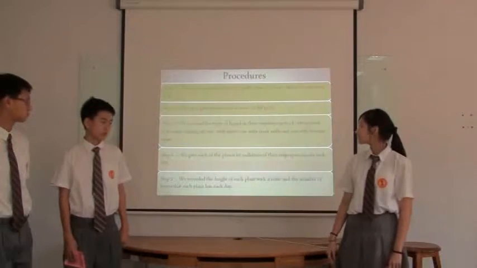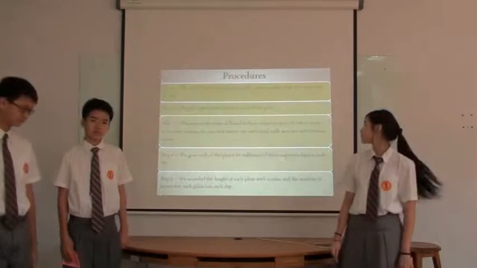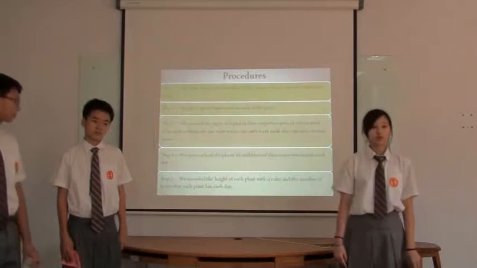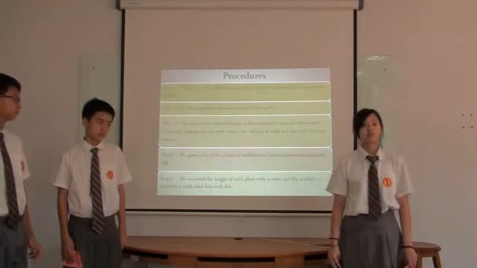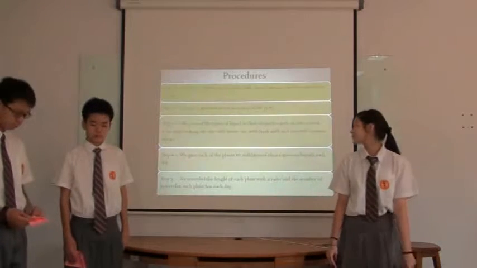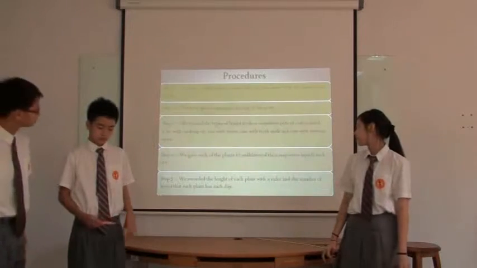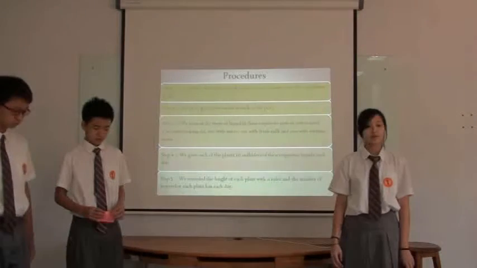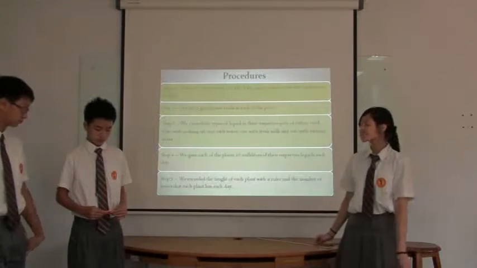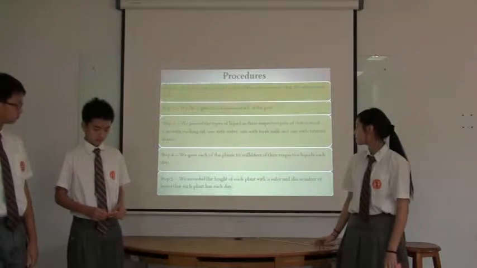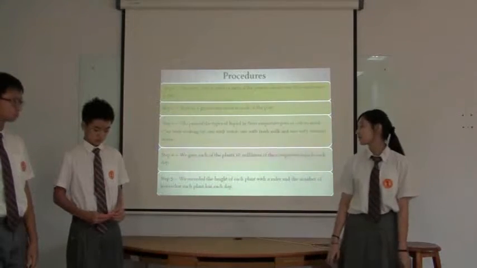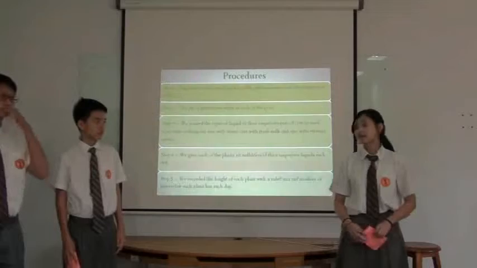Step 3. We put the types of liquid in their respective pots of cotton wool. One with cooking oil, one with water, one with fresh milk, and one with vitamin water. Step 4. We gave each of the plants 10 milliliters of their respective liquids each day. Step 5. We recorded the height of each plant with a ruler and the number of leaves that each plant has each day.